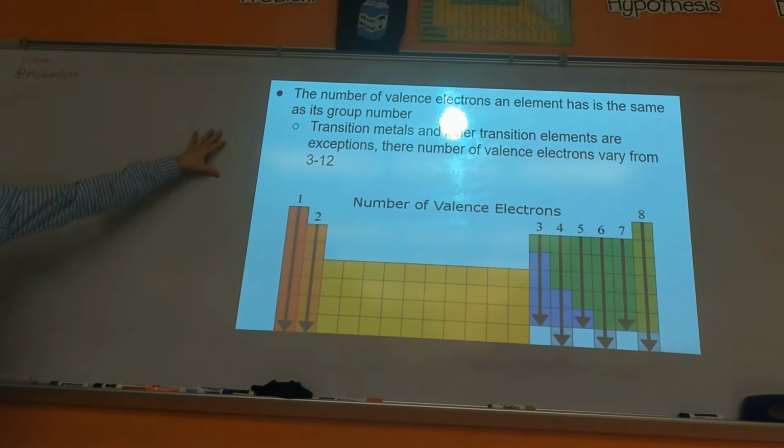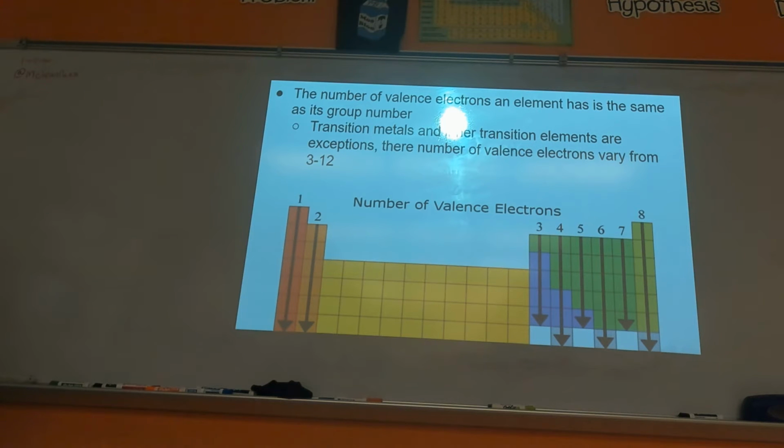I showed you this, I think in Unit 3 or something, or Unit 1 maybe. Anyways, if you're an element in group 1, you have 1 valence electron. If you're in group 2, you have 2 valence electrons. The transition metals, groups 3 through 12, are kind of weird. They have different numbers of valence electrons. Group 3 has 3, group 4 has 4, group 5 has 5, and so on.